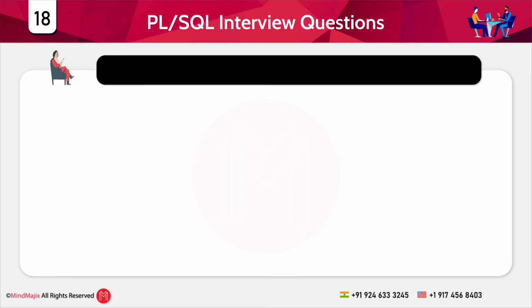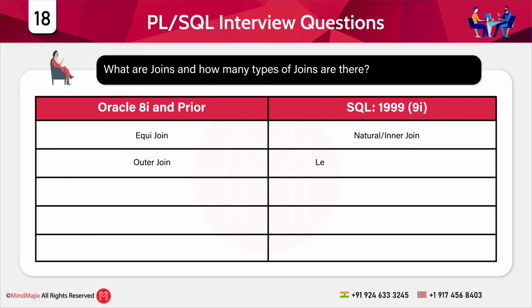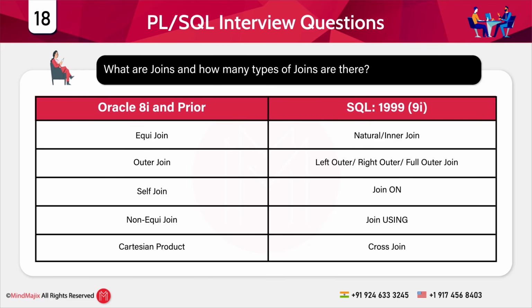The next question is, what are joins and how many types of joins are there? So guys, as you can see here, these are the types of joins. If you talk about the Oracle database, in Oracle 8i and the previous versions, these were the types of joins. And for SQL 9i, like 1999 onwards, you have these types of joins.